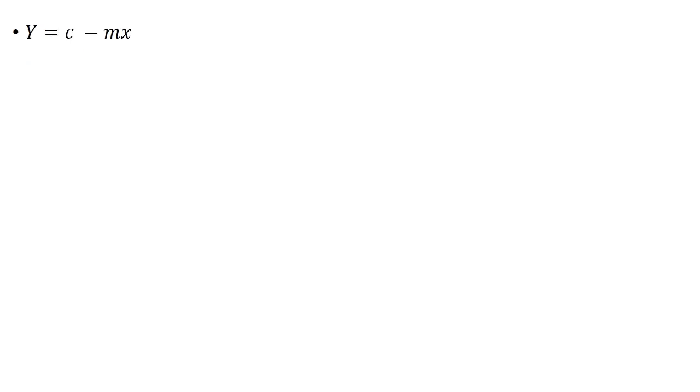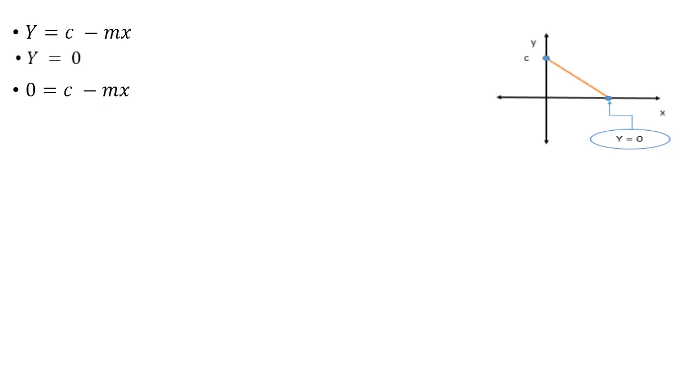Another idea on the second form of y-intercept, where y equals c minus mx. As we said before and shown in the figure, y equals 0 at the x-intercept point. By substituting y equals 0 in the equation, then 0 equals c minus mx. Then we will get c equals mx at the point where y equals 0. Sometimes in the test they ask about the value that makes y equal 0, as shown in the next example.